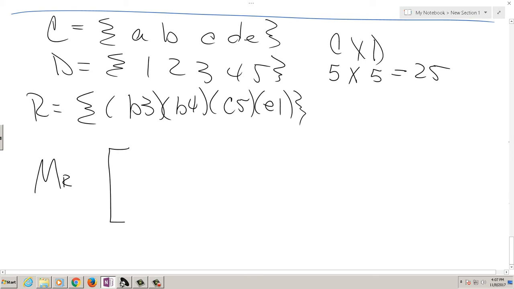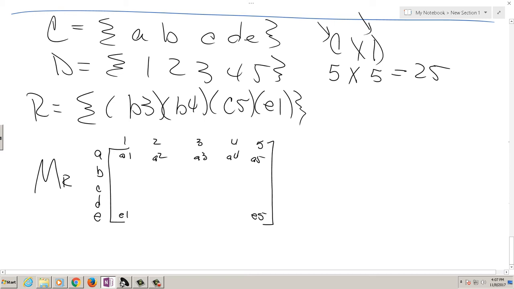where the rows are the elements of the first set, which is A, B, C, D, and E. The columns are going to be labeled as all of the elements from the second set, which will be 1, 2, 3, 4, and 5. And then I am going to map all of the elements in the relation to the Boolean product. So this is A1, A2, A3, A4, A5. This is E1, E5.